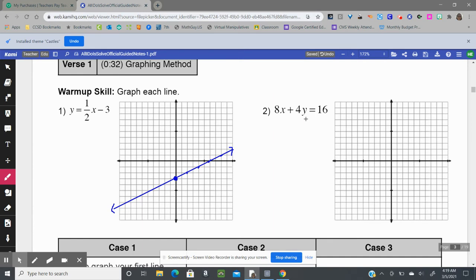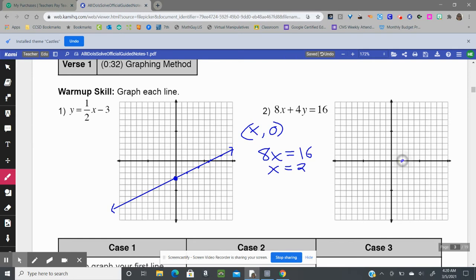All right, for this one, I'm going to use intercepts to review that method. For my x-intercept, I want a value for x when y is 0. So if I plug in 0 for y, I just have 8x is equal to 16. So my x-intercept is 2. On x, I have a dot at 2.